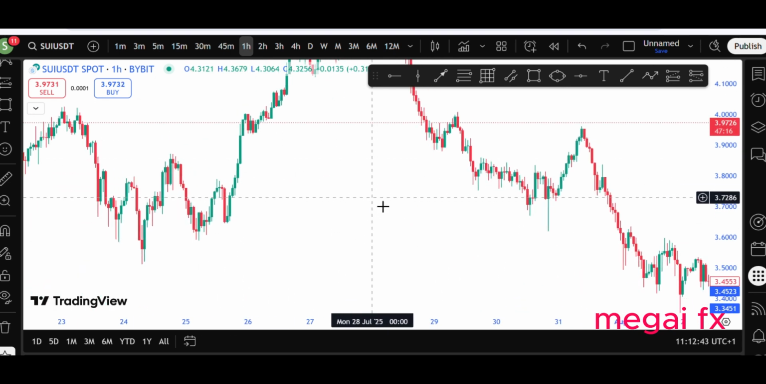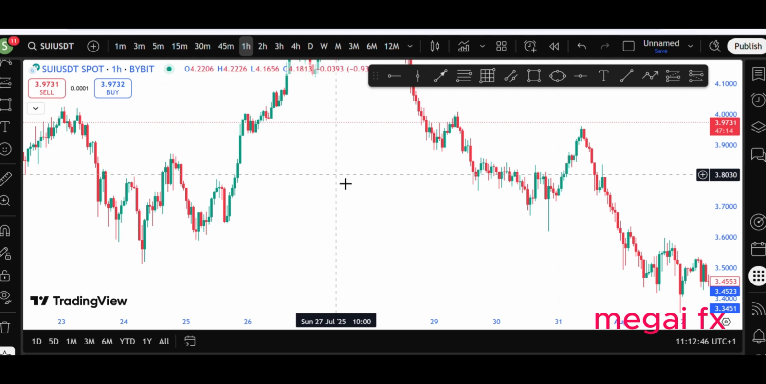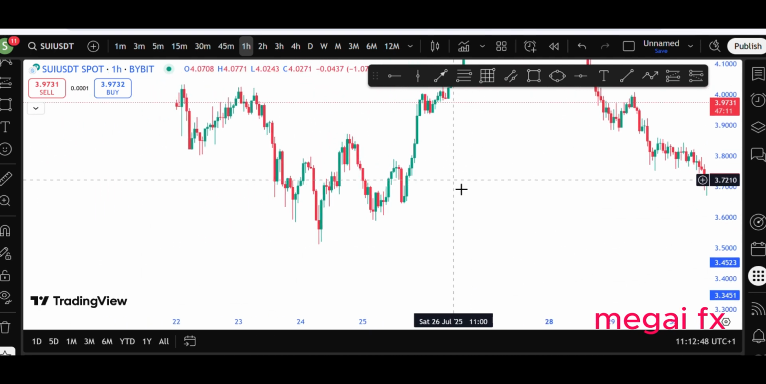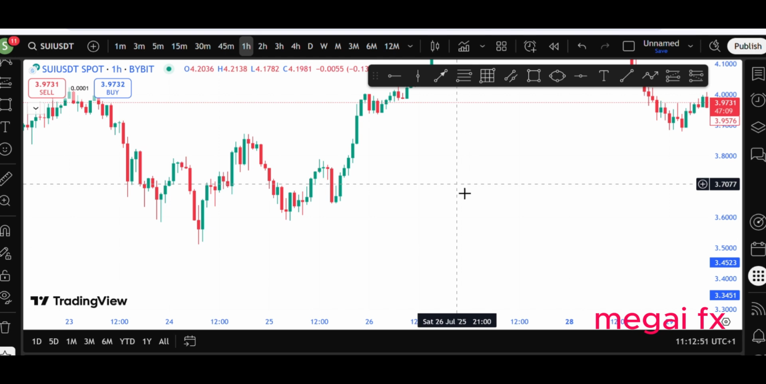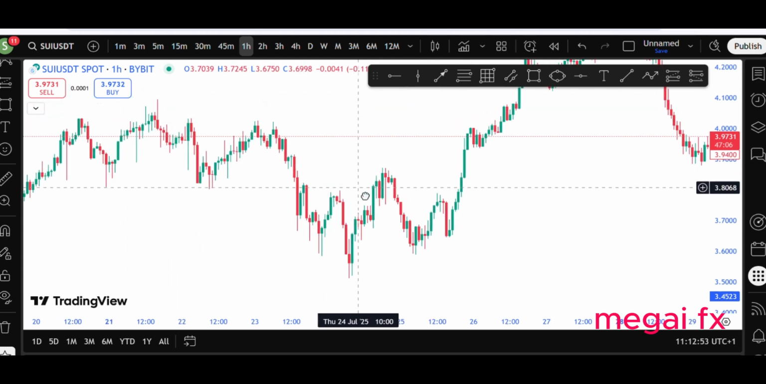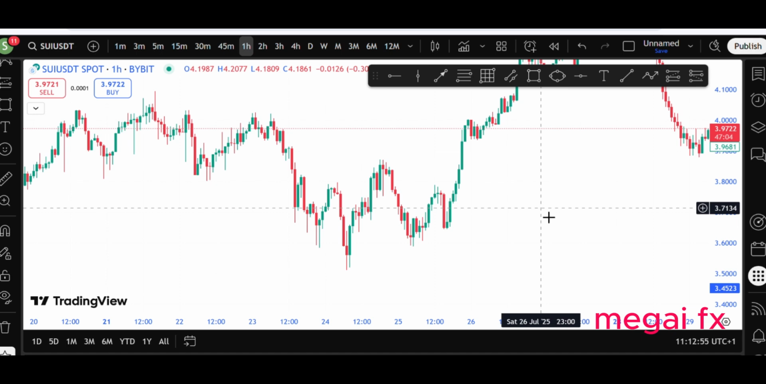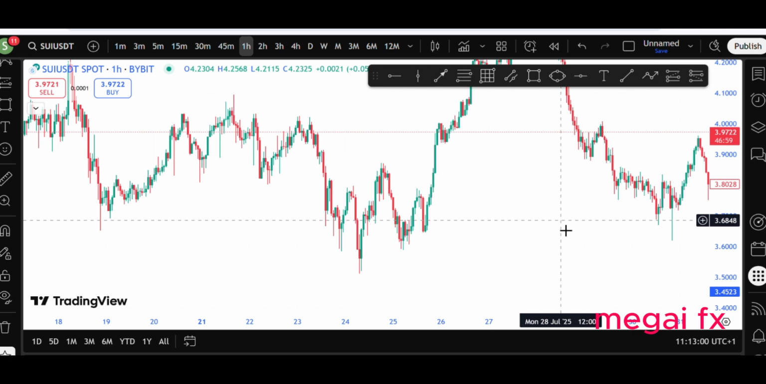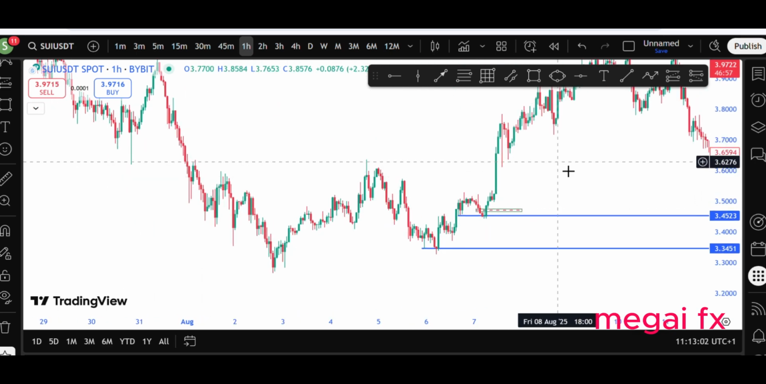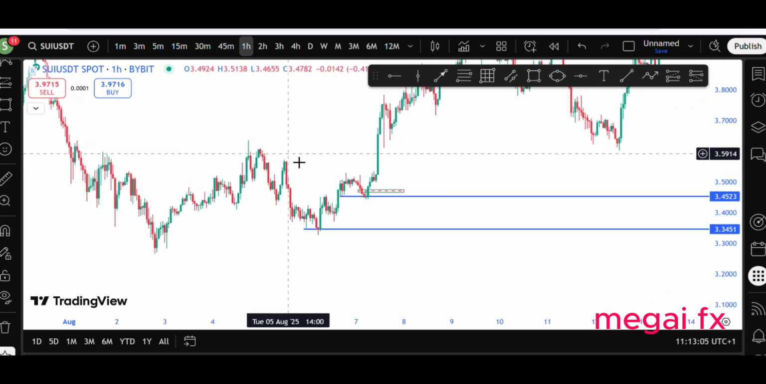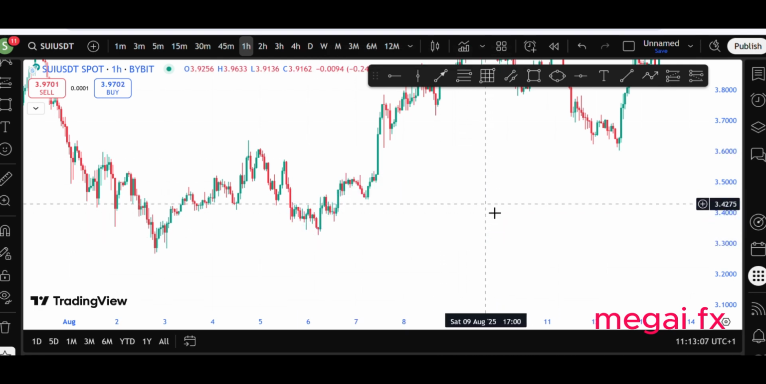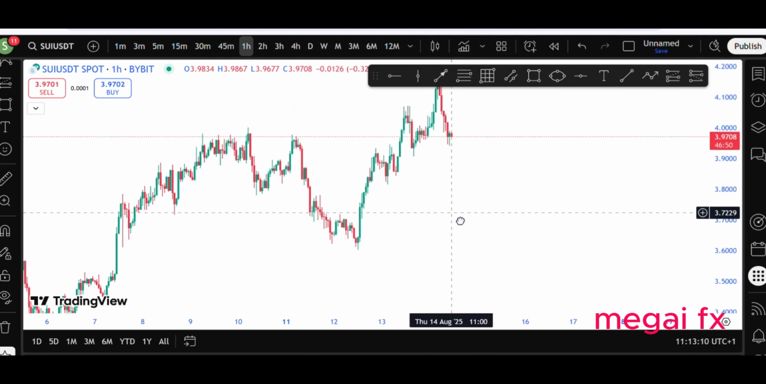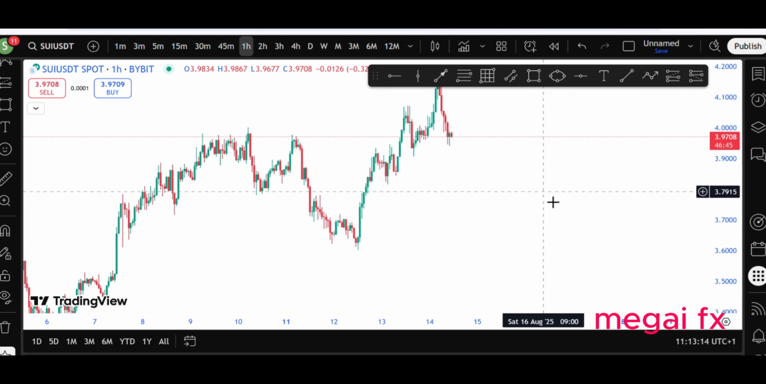So I want you to go to your chart and practice. Check as many places as possible where you will see this inversion fair value gap, then apply it to your entry strategy, your entry model. You see that it's very, very powerful when you apply it correctly.